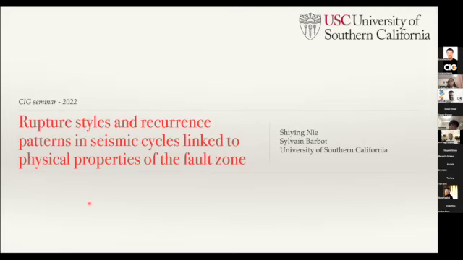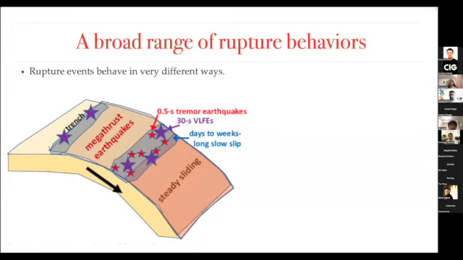So the topic of my presentation today is rupture styles and recurrence patterns in seismic cycles linked to physical properties of the fault zone. Thanks to advanced observation methods, people have started to notice that rupture events can behave in very different ways. Sometimes they are fairly harmless and rupture a little bit faster than the plate rate for a long time, and they don't generate seismic waves that cause damage. They are so-called slow slip events.